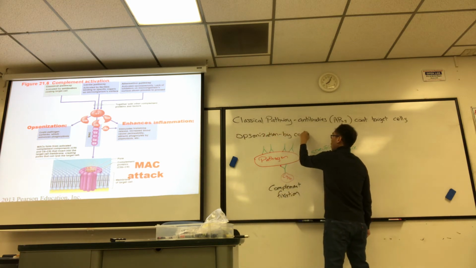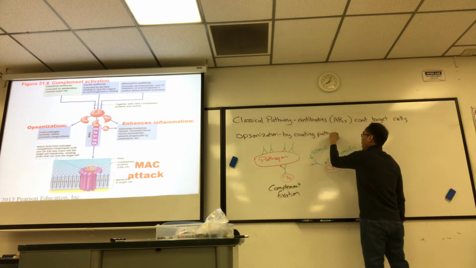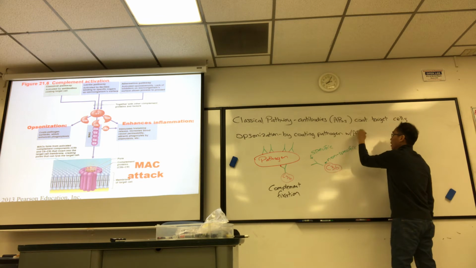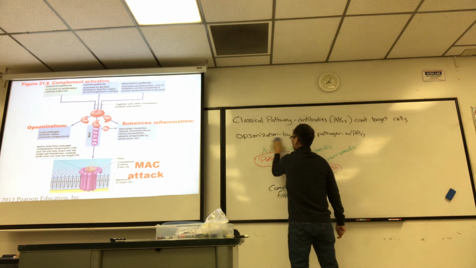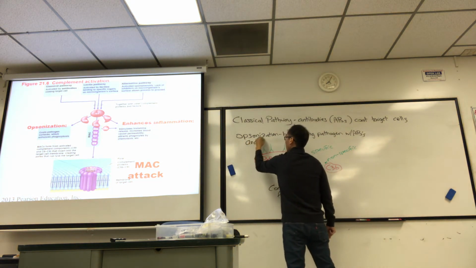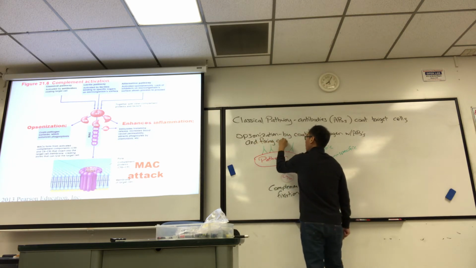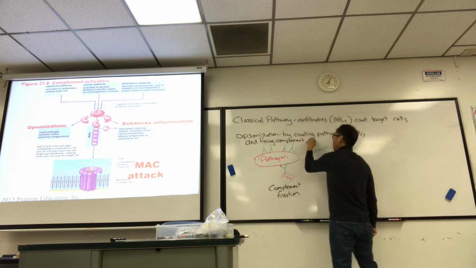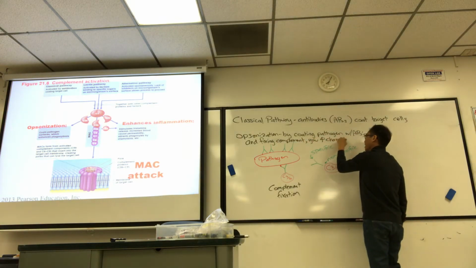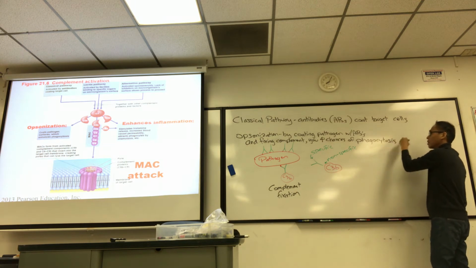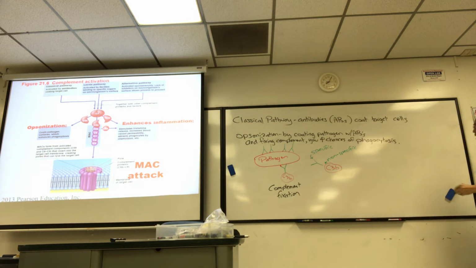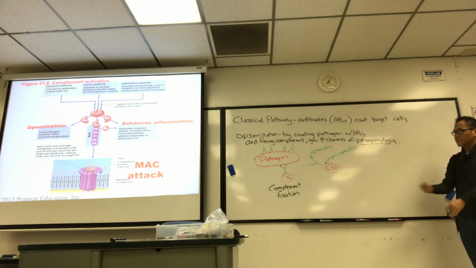By coating pathogen with ABs and fixing complement, you increase chances of phagocytosis. Because remember, that's the destructive mechanism, phagocytosis, not the coating. Antibodies are accessories to murder, they're not the murderers. That is, okay? And complement fixation helps increase that chances.